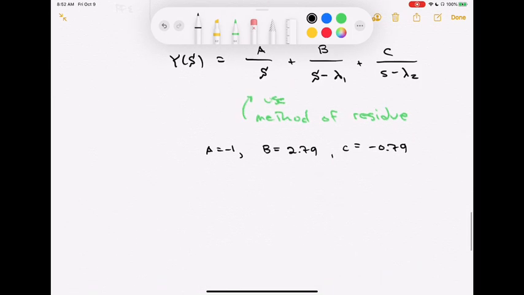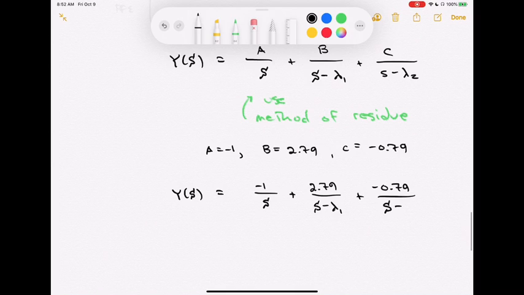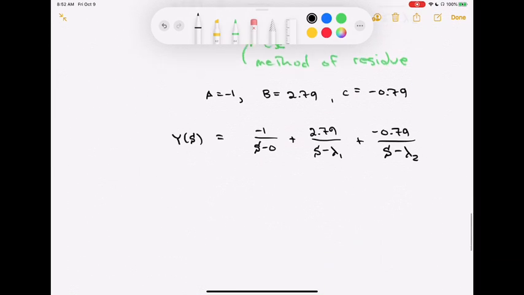So let's rewrite our transform solution, y of s, with those coefficients put in there. I'm going to get a minus 1 over s, right? And I'm going to have a 2.79 over s minus lambda 1, and then I'm going to have a minus 0.79 over s minus lambda 2. And if you really wanted to, maybe we can do it this way, right? This first one is an s minus 0. All of these are simple roots, s minus something, right? And the something is the root. It's either 0 or lambda 1 or lambda 2. I just need to do the inverse transform now.